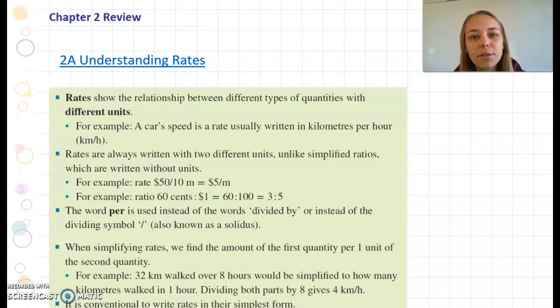Hello, today I'm going to talk to you about the whole of chapter 2, so we're going to go through a rates review. Let's go.